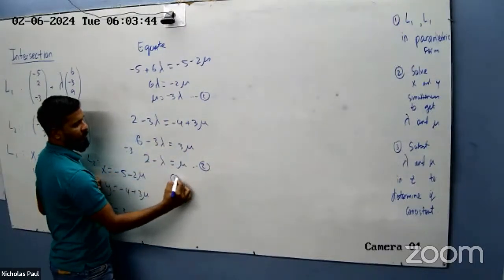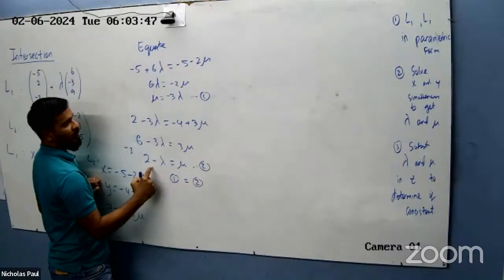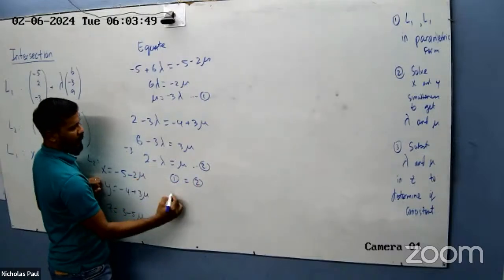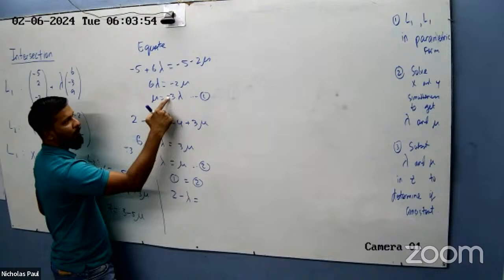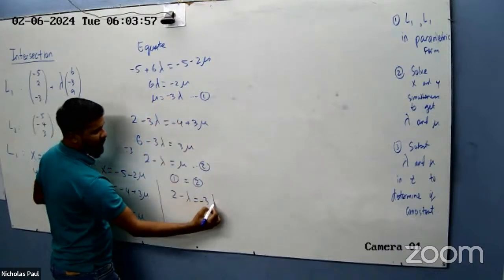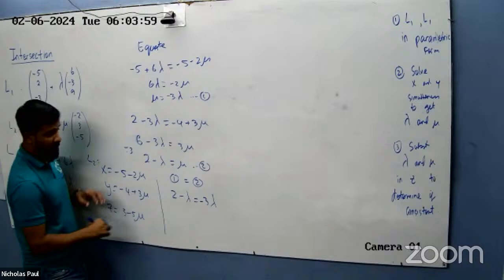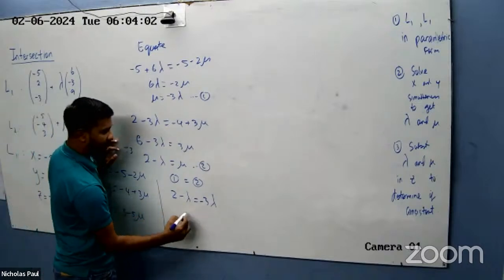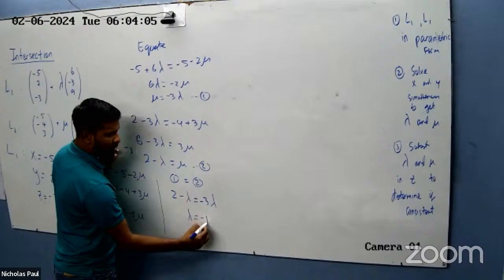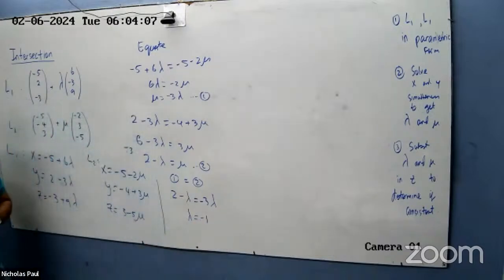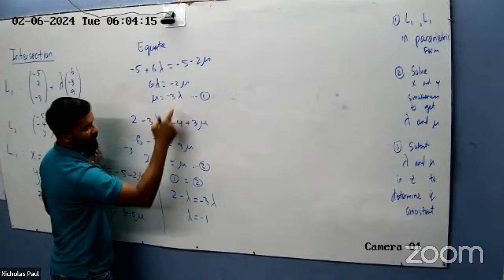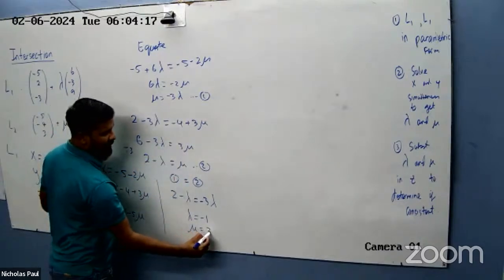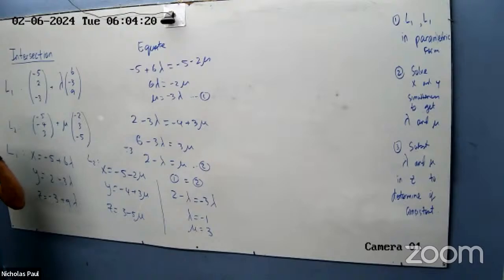We can substitute 1 and 2. So you'll end up with 2 minus lambda is equal to mu. Mu is minus 3 lambda. When you bring it across, you'll get minus 2. So I got lambda to be minus 1. Lambda is minus 1. So if lambda is minus 1, plug minus 1 in there, and you'll get mu as 3.